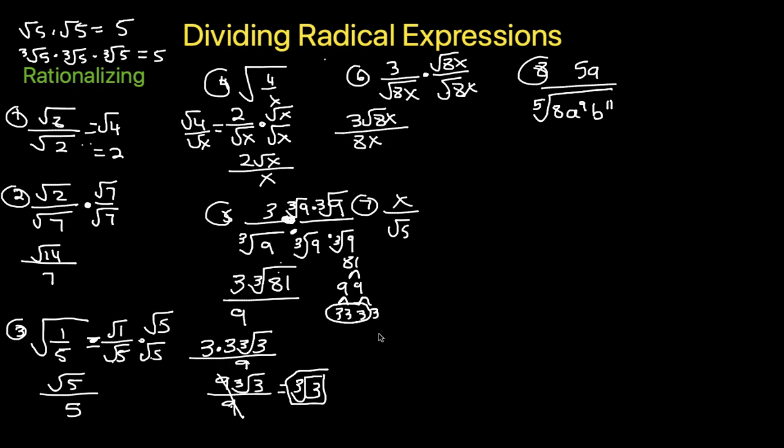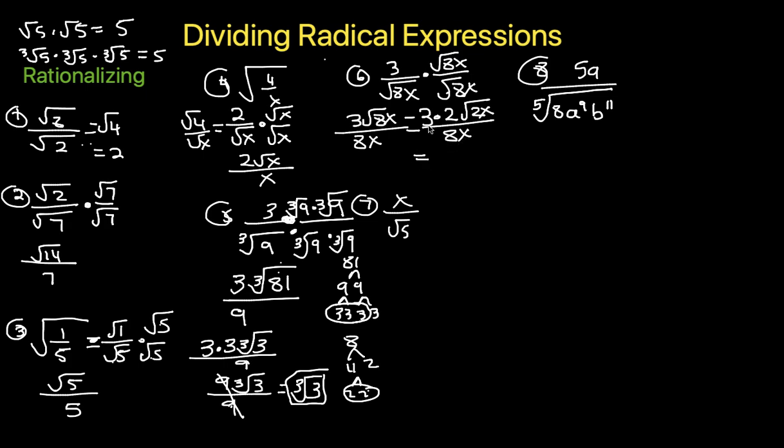Can I simplify the 8? You sure can. That's 4 times 2, 2 times 2. Here's my pair. So it's 2 square root of 2. So this will equal 3 times 2 square root of 2. I can't simplify that x because I need at least 2.